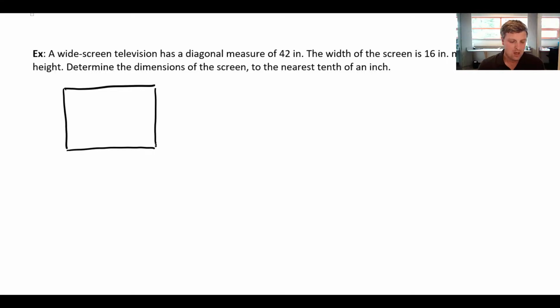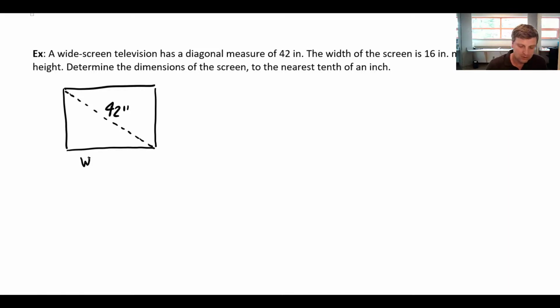And so luckily I'm an expert artist, and this beautiful picture here is a widescreen television. You're welcome. So what do we know? The diagonal measure here, that distance across, is 42 inches. And then the width of the screen, which I'll call W, is 16 inches more than the length.